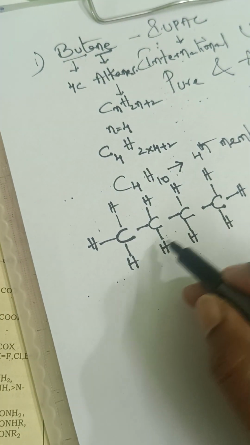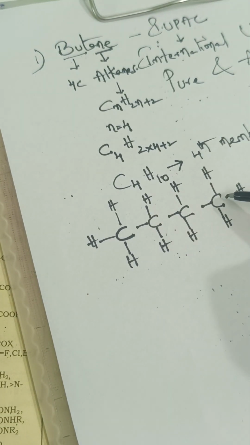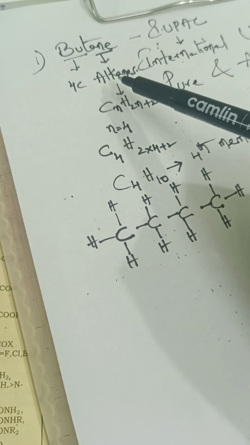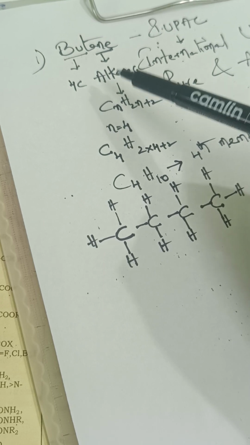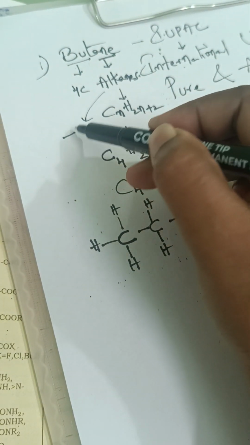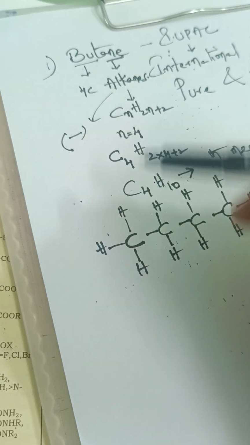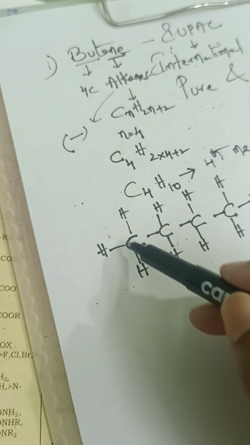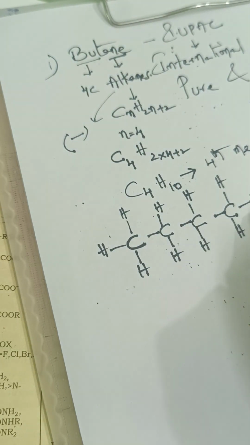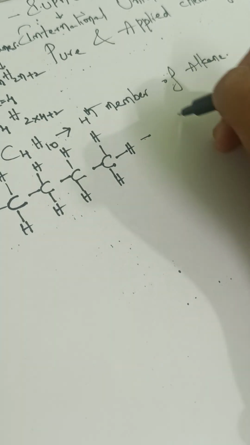Next, this is the structure for butane. "But" means 4 carbon atoms, and I have taken 4 carbon atoms. "Ane" means alkane. What are alkanes? Single bonded compounds. So all the bonds should be single bonds. This is the structure for butane.